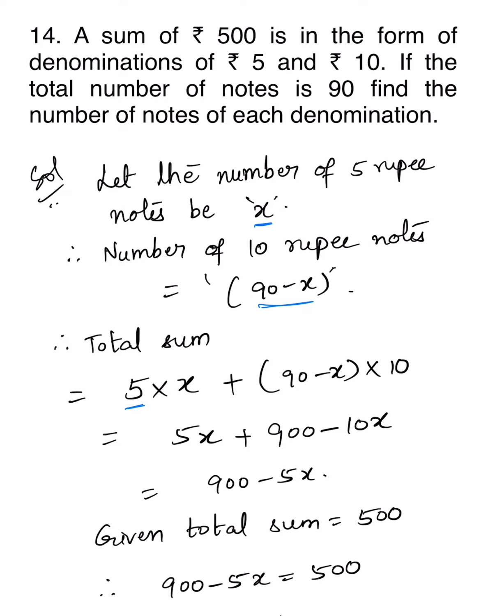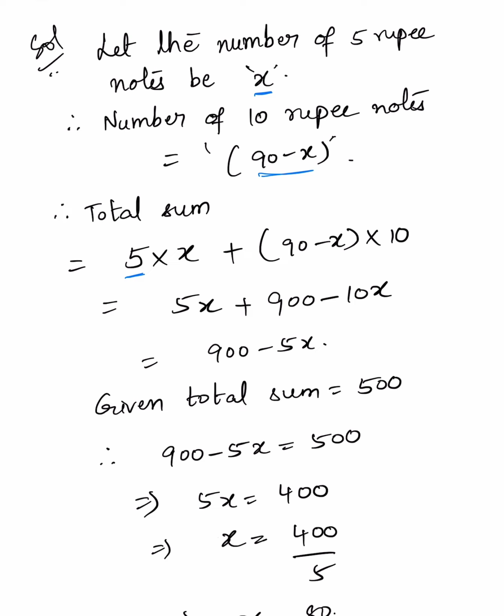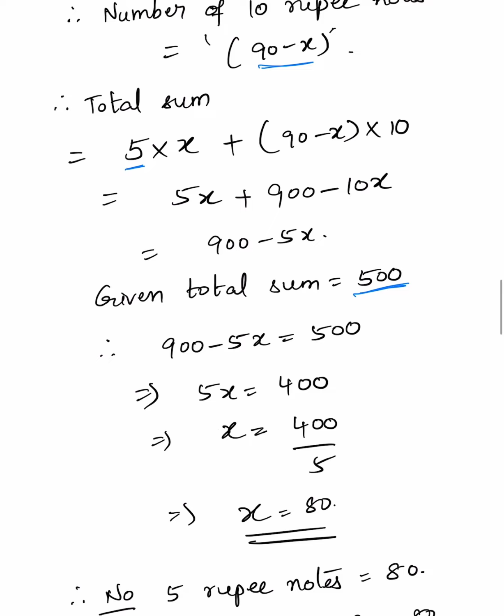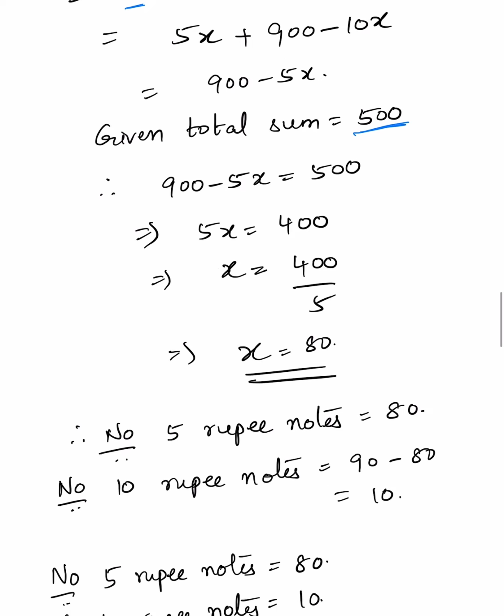So 5x plus 900 minus 10x. So 900 minus 5x. This is the total sum. But the given total sum is 500. So let us equate these two. 900 minus 5x equal to 500. 5x equal to 900 minus 500. 5x equal to 400. x equal to 400 by 5, that is x is 80.